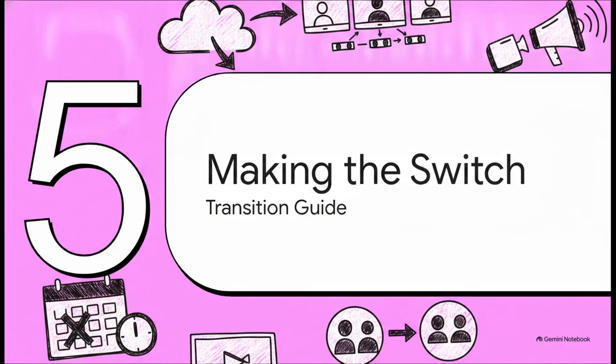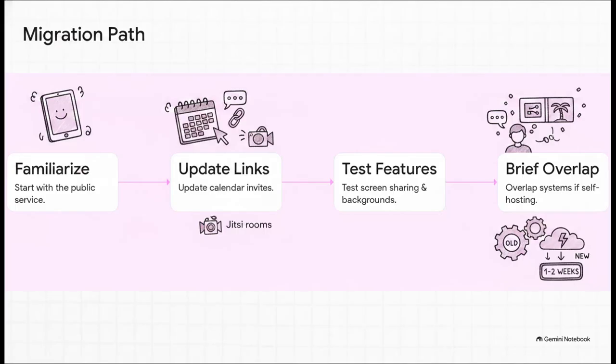Okay, Section 5, making the switch. If those limitations don't scare you off, migrating is actually incredibly straightforward. Why? Because video tools don't carry historical data. You're starting fresh. Step 1, just start your team on the public service to get them familiar with the interface. Easy. Step 2, simply update your calendar templates and shared meeting links to point to your new Jitsi rooms.